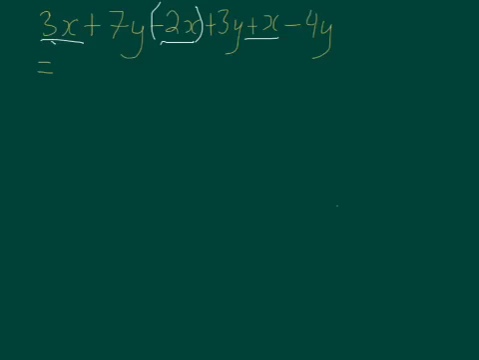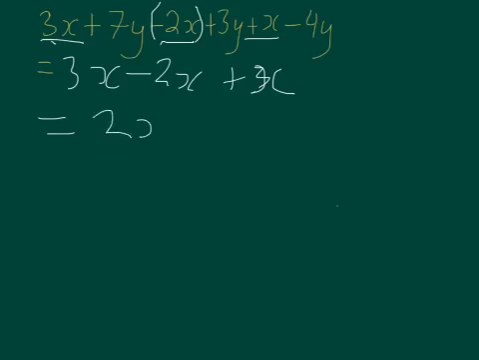So if we write that out, actually, we've got 3x minus 2x plus x. That gives us 3 minus 2 is 1, plus 1x, which is then 2x. Got it. Alright, now let's look at the y's. Let's underline them. 7y, 3y, and negative 4y. Okay.